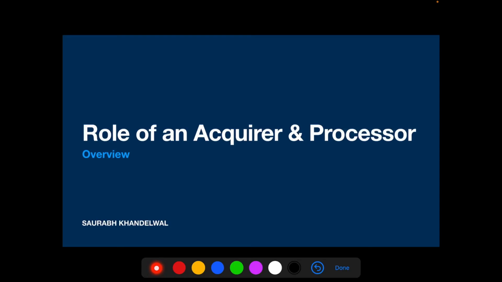Now let's talk about the role of an acquirer and processor. So like I said in the first video, the merchant itself is not capable to take the money from the customers directly. There has to be an intermediary body between the merchant and the customer that does this. It's the merchant who has to provide this capability or service to the customer, right?